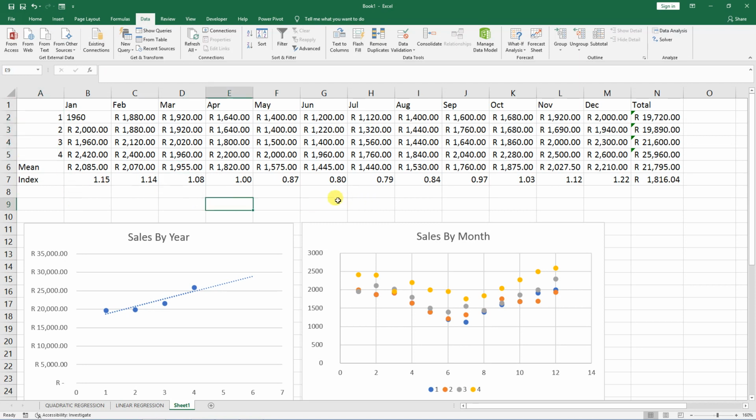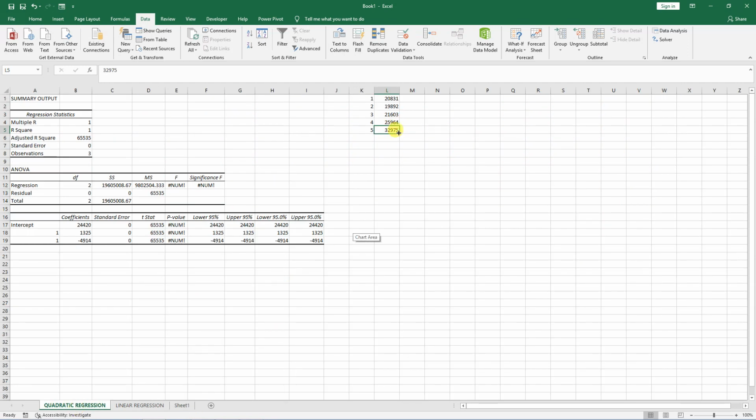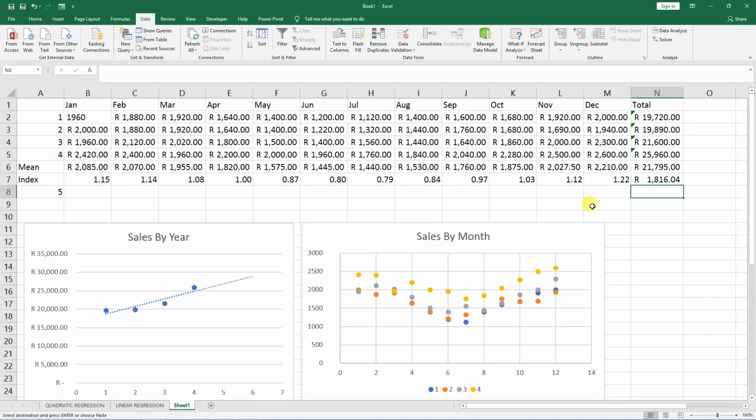So in order to calculate the forecasted sales for July, you simply take the total for the 5th year regression. So let's just add the 5th year. I've already done the regression, so that would be the forecasted value for the 5th year, and then we can take that divided by 12.